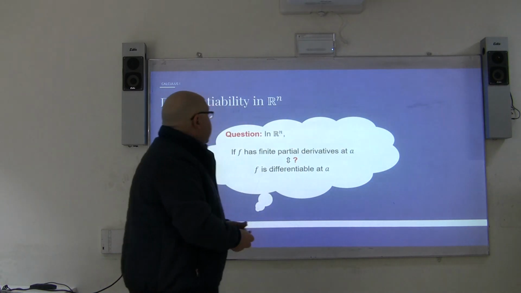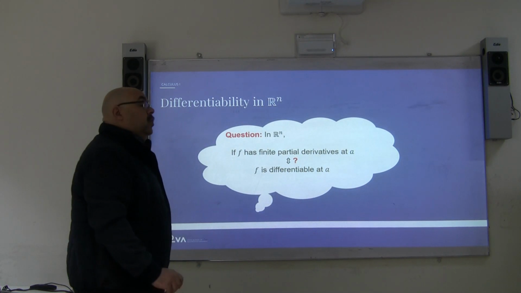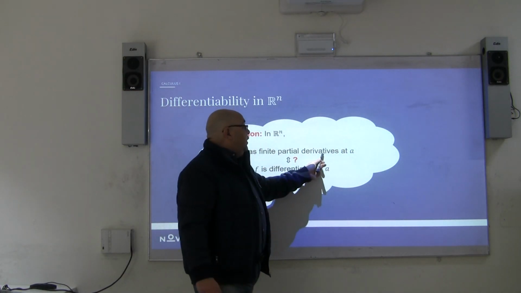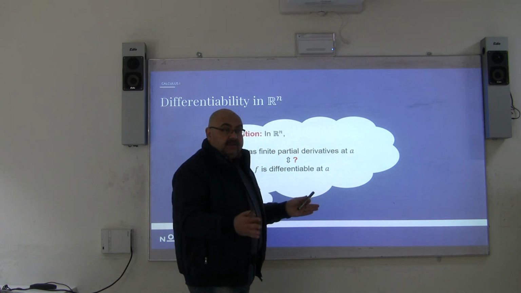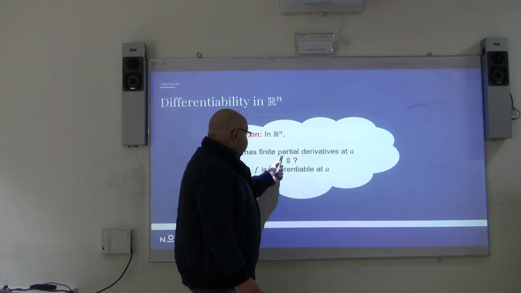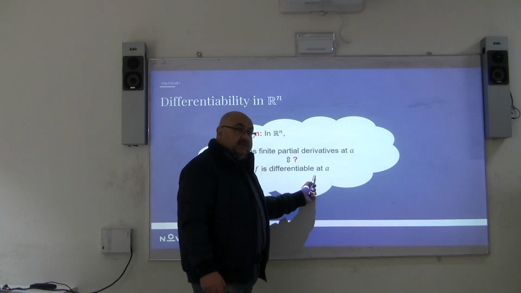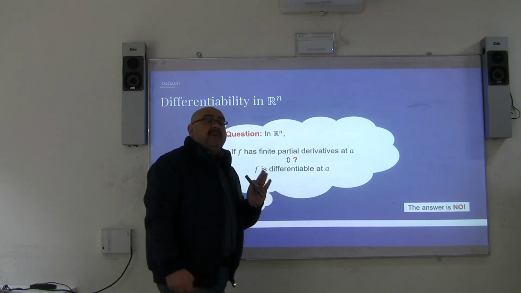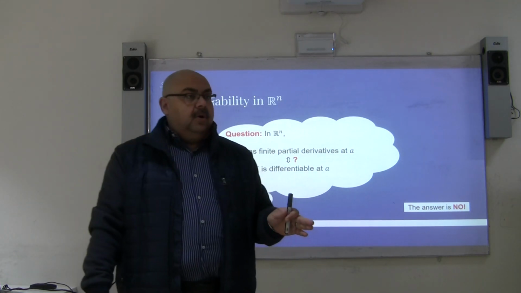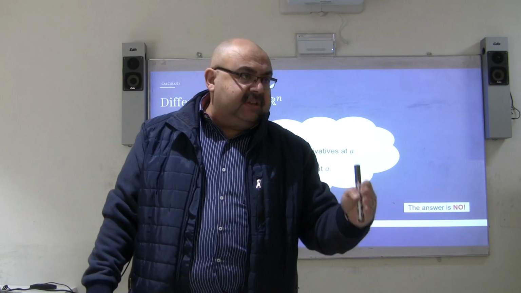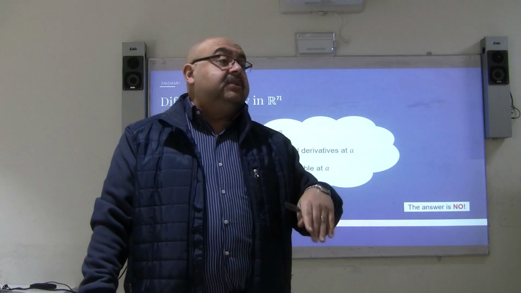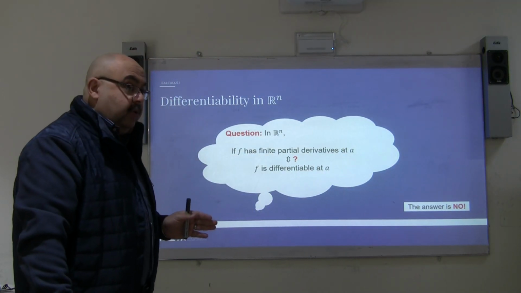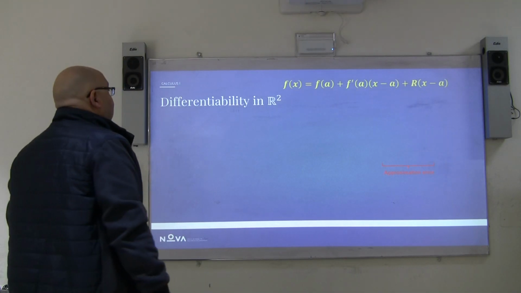Okay? Here, there is a very good question: if f has finite partial derivatives at a, which means the partial derivatives really exist, will this lead to f being differentiable at point a? The answer is no. We are not really sure. The answer is no. In one dimension, it is okay. If the derivative exists, then the function is differentiable and continuous. But other than that, in R2 or in Rn in general, the answer is no. We are not sure about this. Okay, how to be sure?